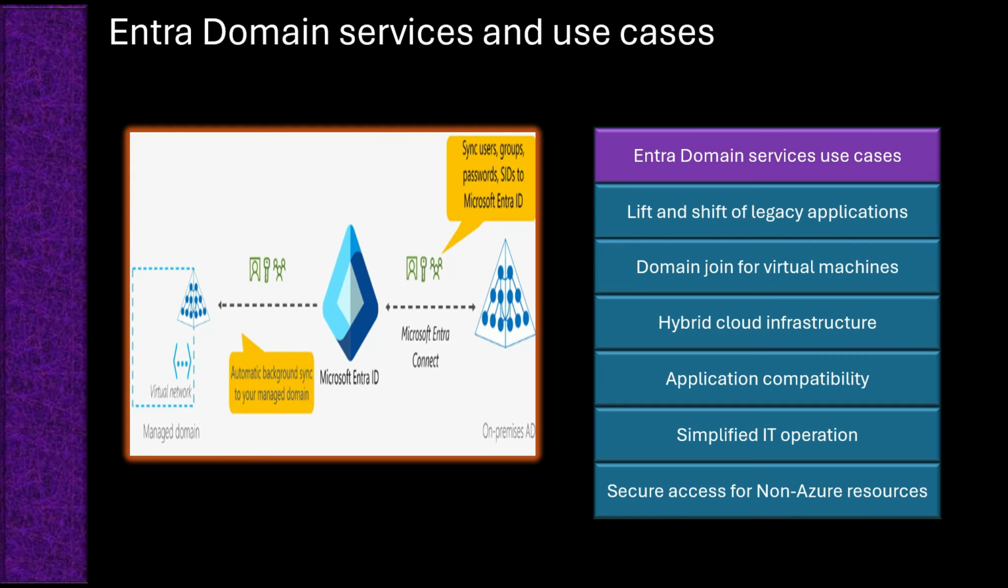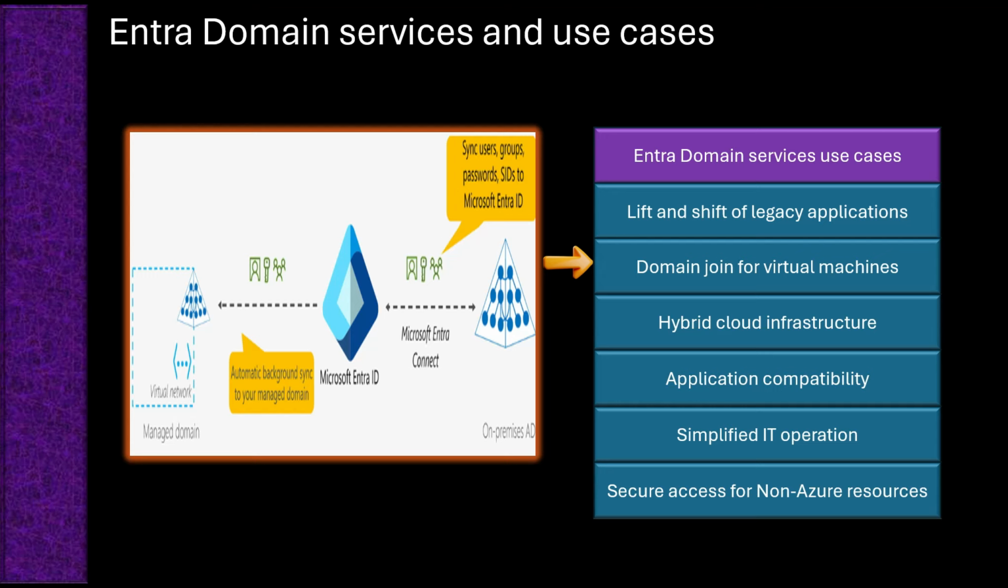We just learned that Microsoft Entra Domain Services provides managed domain services. Now, considering this feature, let's explore some of the use cases that make Microsoft Entra Domain Services a choice. First use case is lift and shift of legacy applications. Organizations moving legacy on-premises applications to Azure often face challenges because these apps rely on traditional AD features such as LDAP, Kerberos, or NTLM authentication. Entra Domain Services provides these traditional AD capabilities. It makes it easier to lift and shift legacy apps to Azure without refactoring or changing authentication mechanisms.